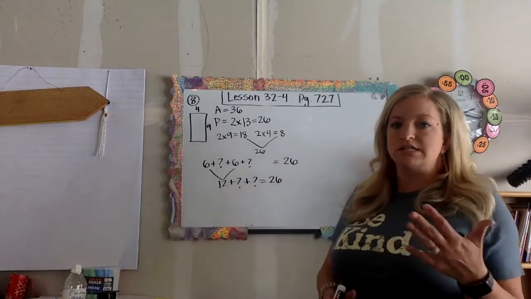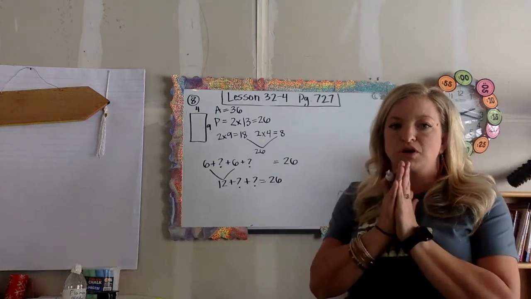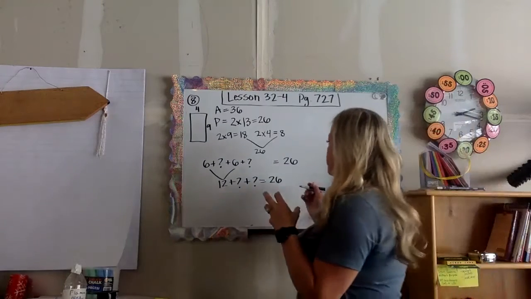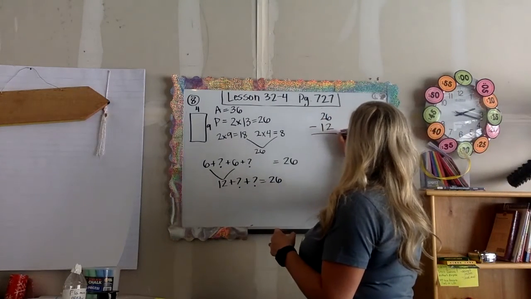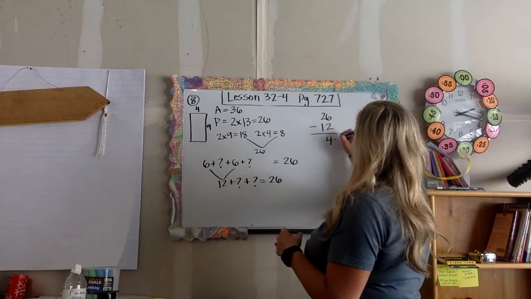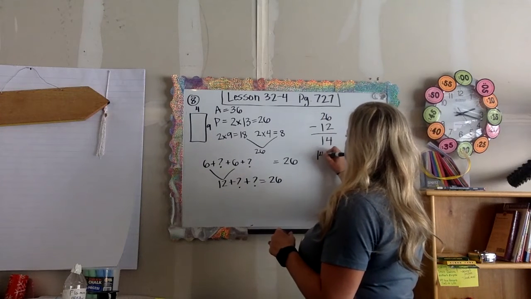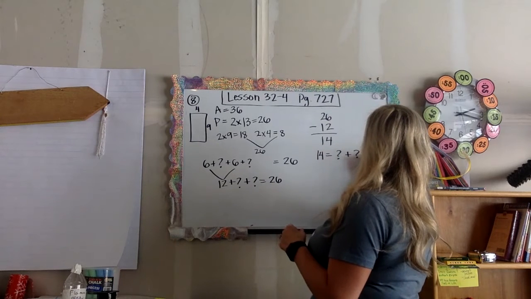Now what I can do is take that 12 from the 26 to find out how much the 2 question marks are, those 2 unknown sides when I put them together. So I'm going to do 26 minus 12. And I get 6 minus 2 is 4, 2 minus 1 is 1. Now I know that 14 equals question mark plus question mark.